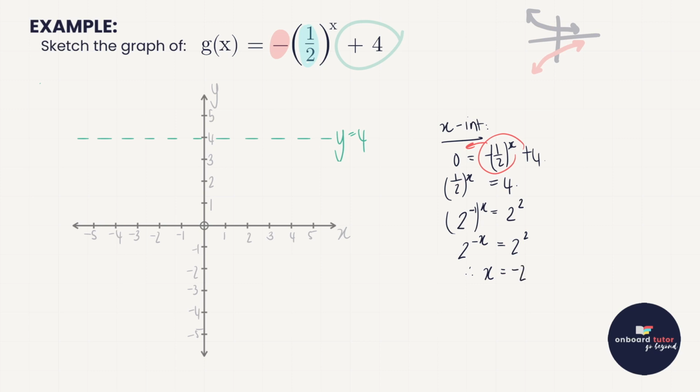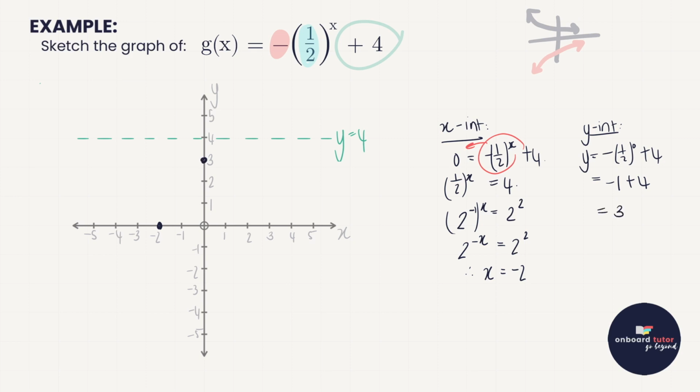I can plot a point over there. All right, and then I want a y-intercept. We're going to let x equal 0. So we end up with y is equal to minus a half to the 0 plus 4. Remember, anything to the 0 is actually just 1. So minus 1 plus 4 is 3.